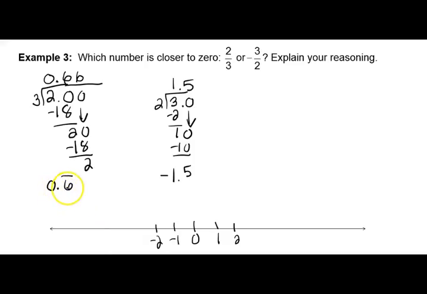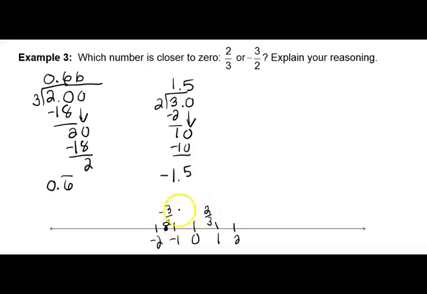So let's start with 0.6 repeating. I know that's a little bit bigger than a half, which is 0.5. So here's 0.5 right here, and we're going to graph it a little bit further than that. So this would be where 2/3 is. And then -3/2 would be right here.